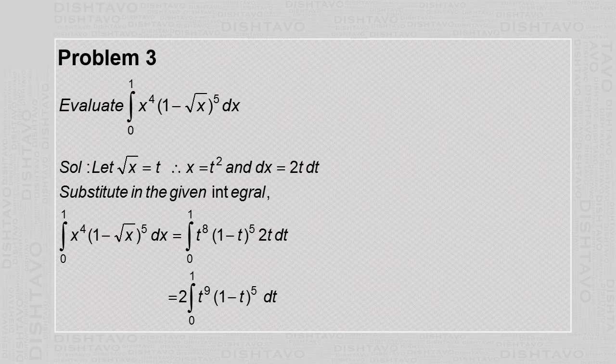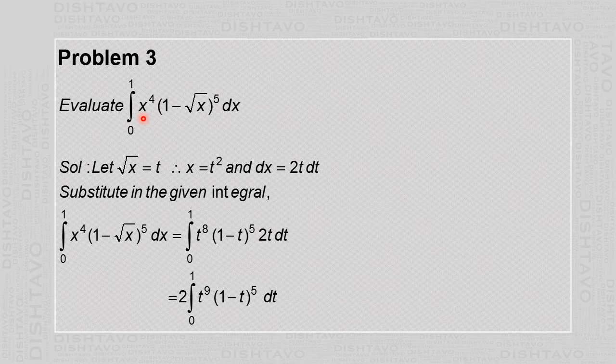Let us take an example of an integral which can be transformed into the beta function, and see how to find the value of that beta function. So consider this integral from 0 to 1 of x raised to 4 into 1 minus root of x raised to 5 dx. Now this integrand is not the same form as that of the integrand in the beta function. So we try to transform this integral to that of the beta function.